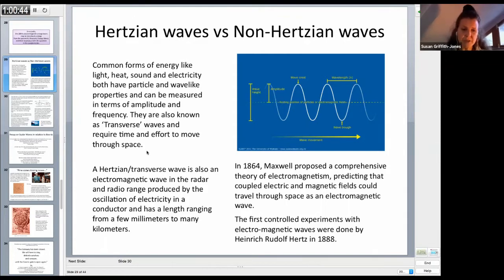A Hertzian transverse wave is also an electromagnetic wave in the radar and radio range produced by the oscillation of electricity in a conductor, and has a length ranging from a few millimeters to many kilometers. In 1864, Maxwell proposed a comprehensive theory of electromagnetism, predicting that coupled electric and magnetic fields could travel through space as an electromagnetic wave. And the first controlled experiments with electromagnetic waves were done by Heinrich Rudolf Hertz in 1888. So this goes way back.